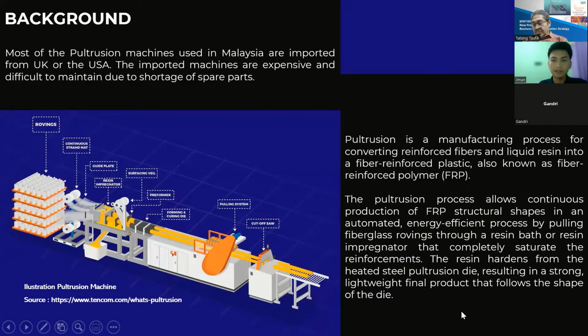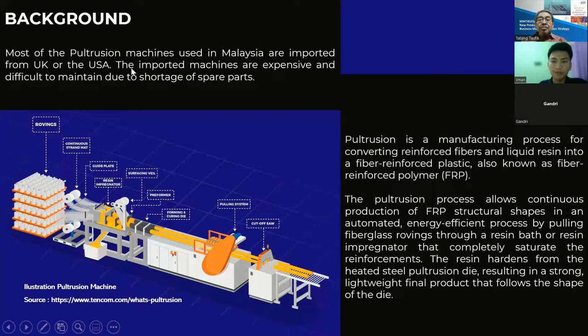The background for the paper is that most of the pultrusion machines used in Malaysia are imported from the UK and USA. The imported machines are expensive and difficult to maintain due to shortage of spare parts. This is the illustration of a pultrusion machine. It is a complex machine.